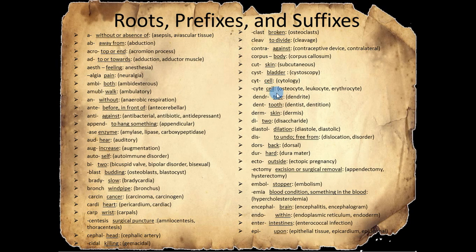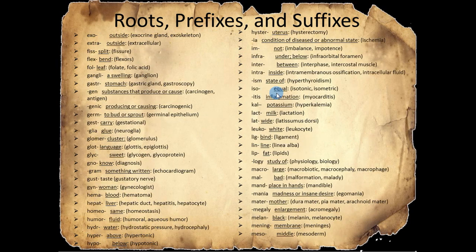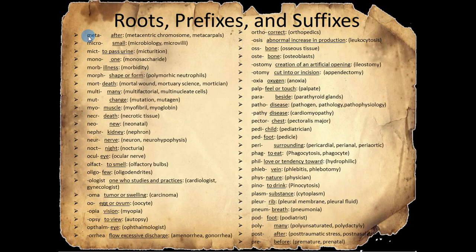Let's go to another slide and take a peek at it. Exo is talking about the outside. So insects have an exoskeleton, which means the outside skeleton, right? We're going to use a lot of these over and over again. And if you learn what they mean, then when you see a word that you don't know or have never seen before, you can break it apart and put the pieces together.